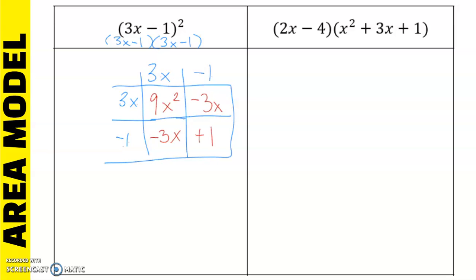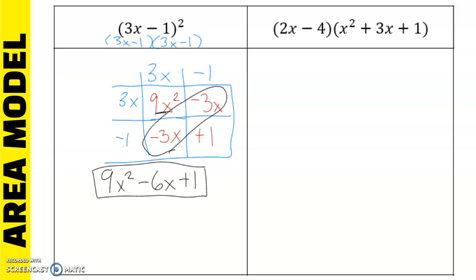So it's really important that you stay engaged, like mentally, with what you're doing. Remember, area is multiplication because it's really easy to slip into addition, subtraction, right? Because we see those positive and negative signs. So make sure first we multiply inside, then we combine, right? So I have 9x squared, no other x squared, so 9x squared. Negative 3x and negative 3x is negative 6x. And then I have that positive 1. That's the product. All right.